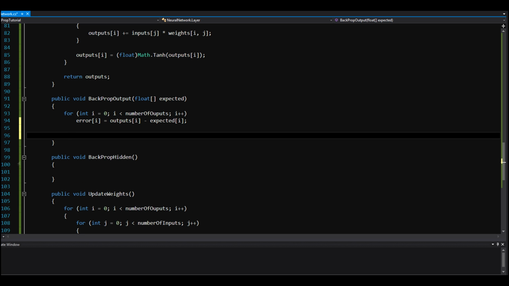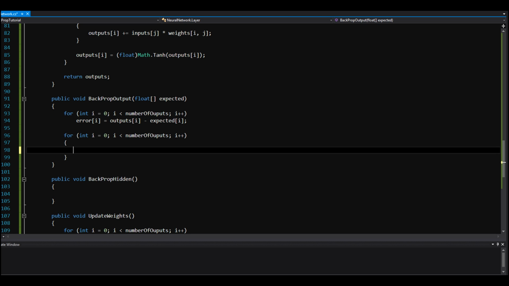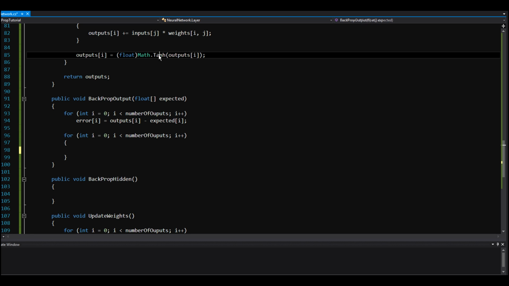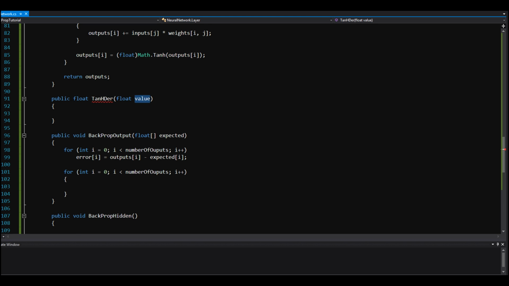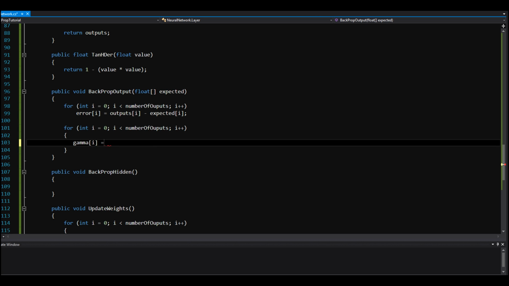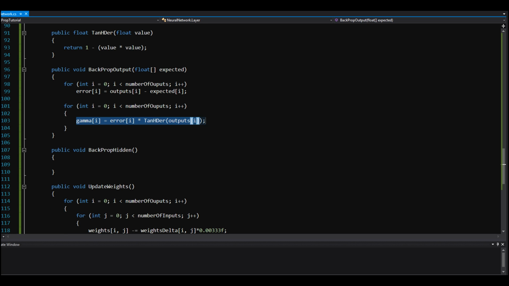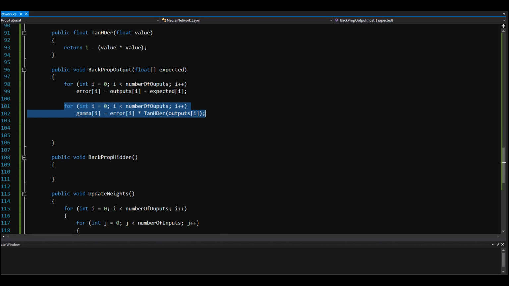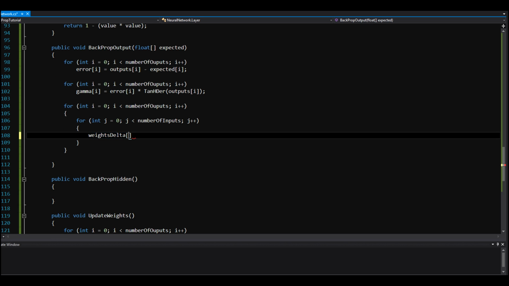So now let's calculate our gamma values. Before we actually calculate the gamma values, let's create a function which will calculate the derivative of the tanh. Essentially what it's going to do is return 1 minus the value squared, so value times value. Gamma at I is equal to error at I multiplied by the derivative of output. And this is quite literally that gamma formula that I was showing you guys. Now what we need to do is calculate the derivative for every single weight in the output layer. Delta weight at I comma j is equal to gamma at I multiplied by inputs at j.